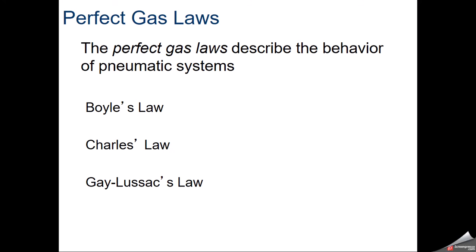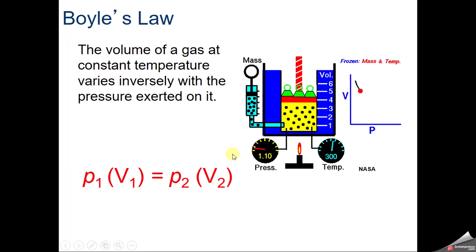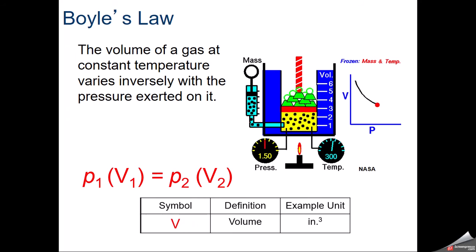So the different laws we're going to look at are these three. Boyle's law is looking at as the volume decreases, the pressure increases. So your example there, volume going down, pressure increasing there. Your formula being pressure at one times the volume at one equals pressure at two times the volume at two.